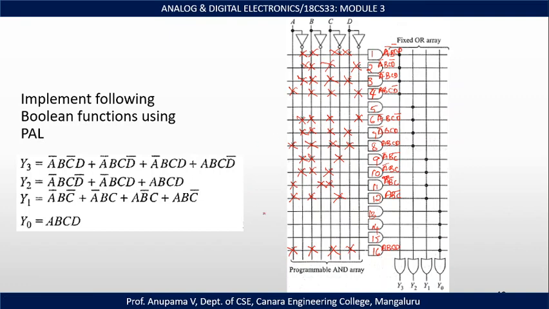We have implemented Y3 to Y0 using PAL. Here, if I see the last expression, the expression contains only one term. So I have skipped 3 AND gates initially, then I have implemented the term using the last AND gate. Here you can implement the term using the first AND gate and you can skip the last 3 also. That is also correct.